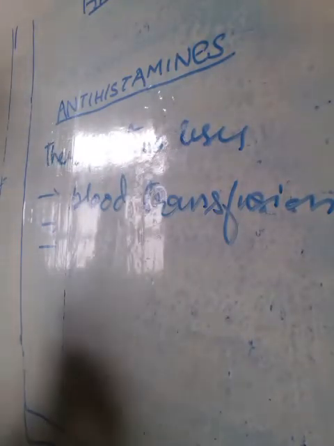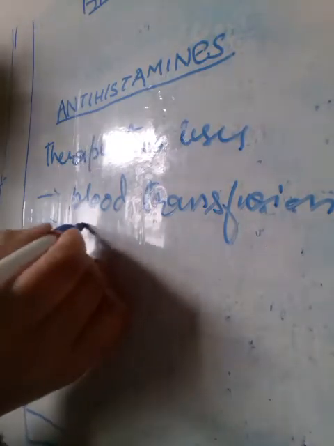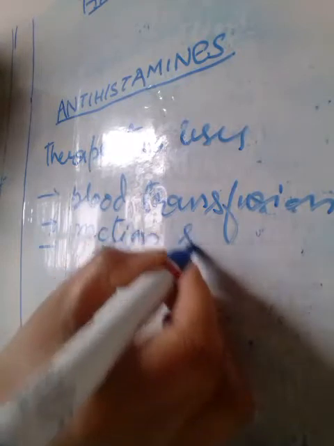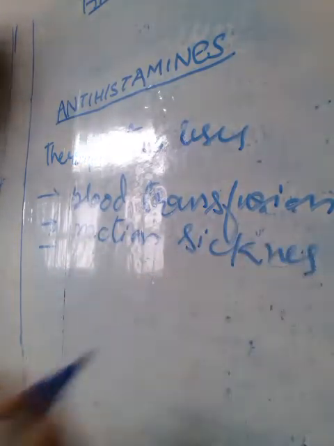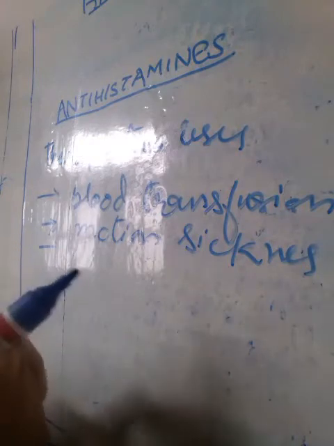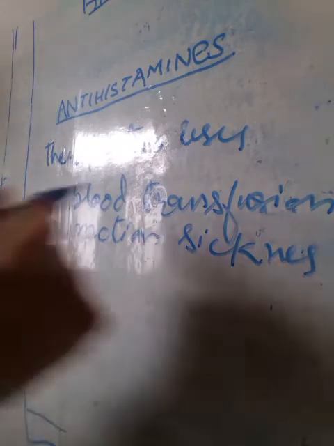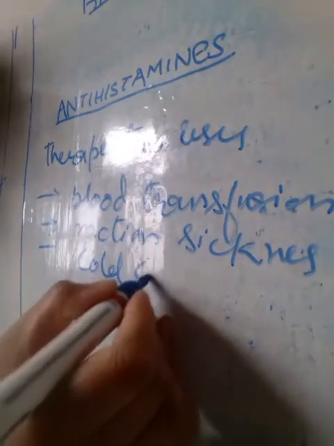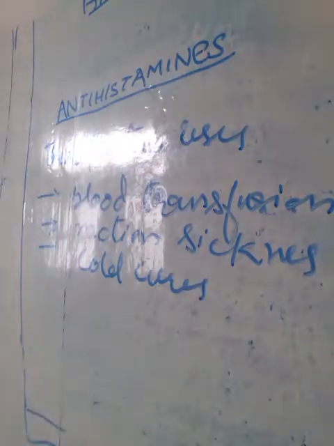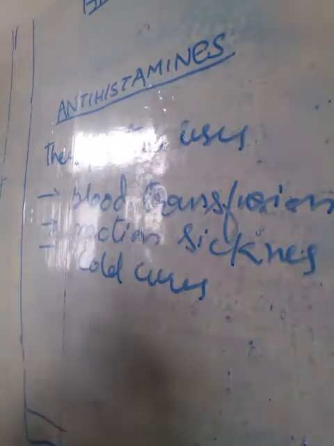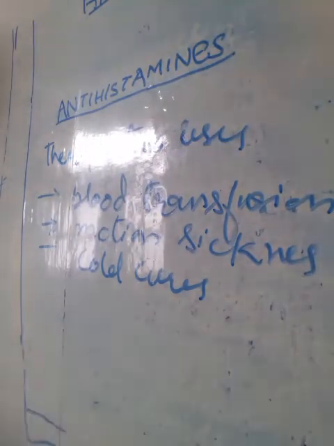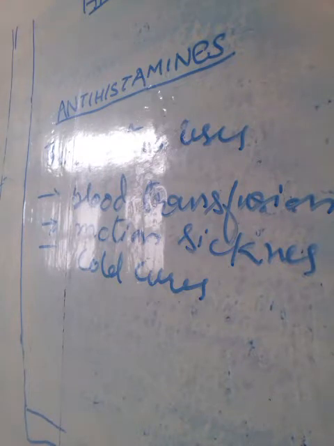Besides this, they are also used in the management of vomiting during motion sickness. Drugs like promethazine are used in the treatment of motion sickness. They are also used in cold cures, where there is an excessive nasal secretion. So these antihistamines are used for symptomatic relief in the common cold. This was about the therapeutic uses of antihistamines.